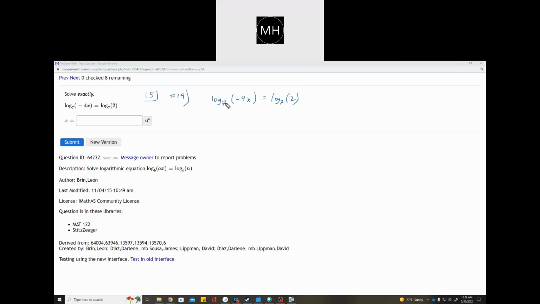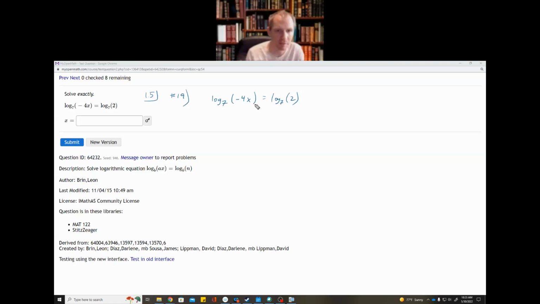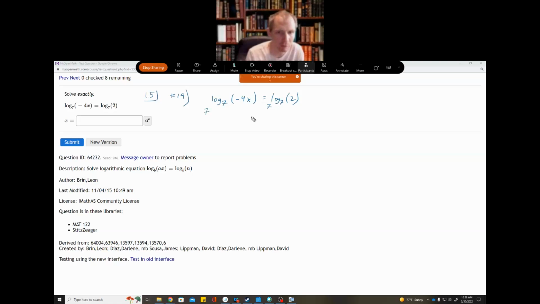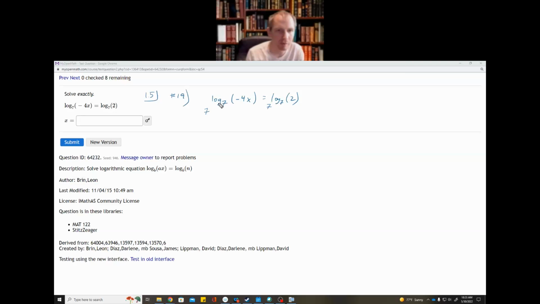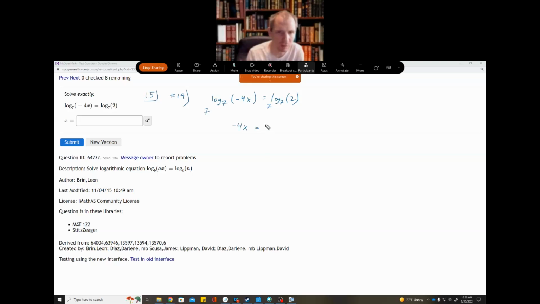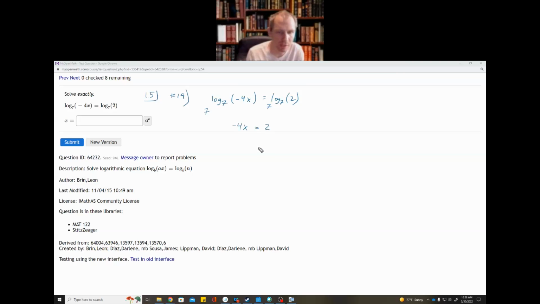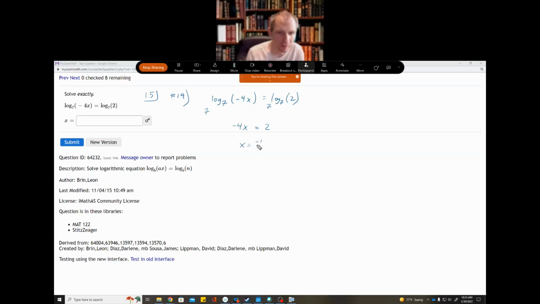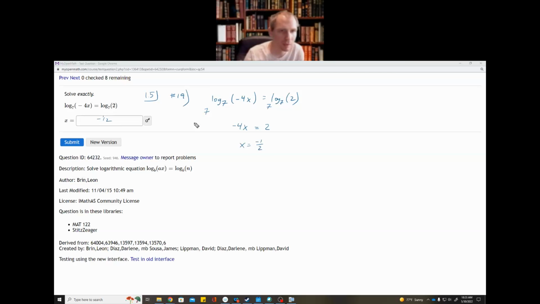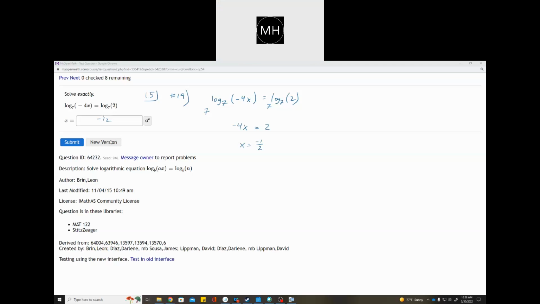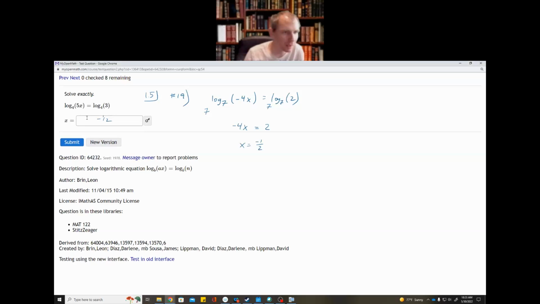Okay, I need to get rid of this log base 7. Now, this question is a little bit convenient because I have log base 7 on both sides, okay? But I'm going to do the same thing. I take 7 to the power of both sides. Since I have a log base 7 and an exponential base 7, when I compose them, they cancel. So I just get negative 4x equals 2, and then I divide. Right, now x is negative 1/2. Okay. I think for this question the logs will always match.